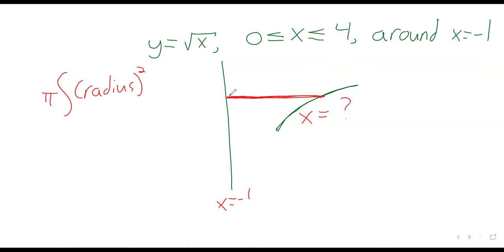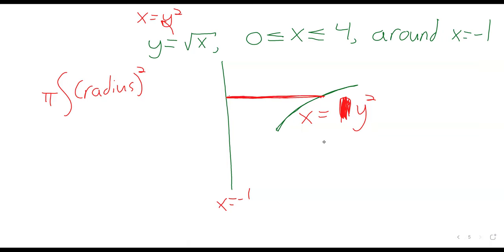But here we don't have an X value. Look what we have written on the whiteboard. It's not X equals something, it's Y equals something. So we need to do some algebra. We need to say, well, if y equals the square root of x, then x equals y squared. Now we can cross off that question mark and say what x is equal to.